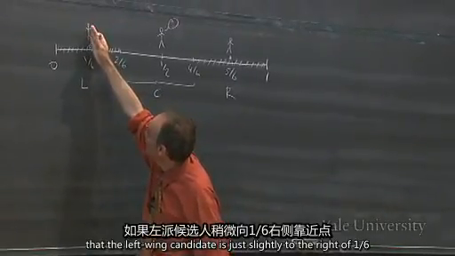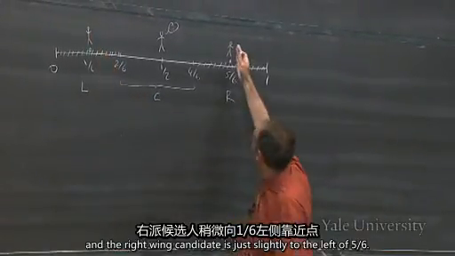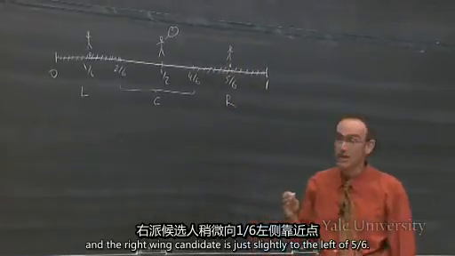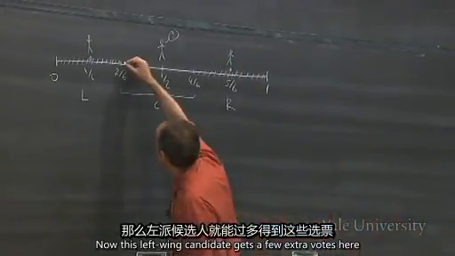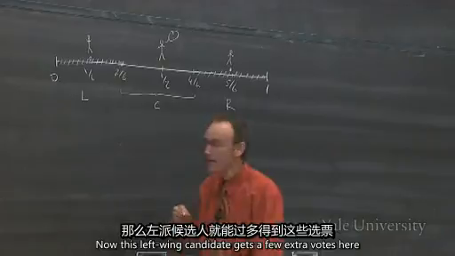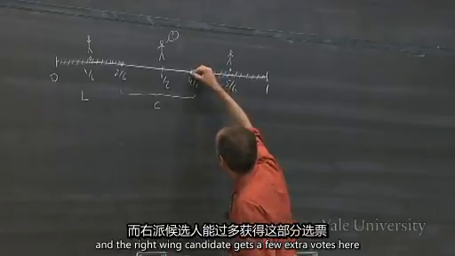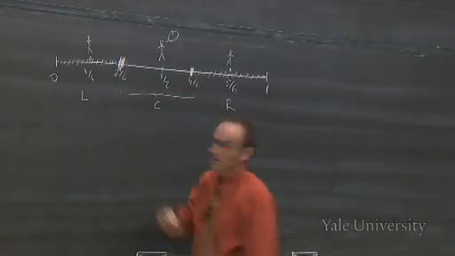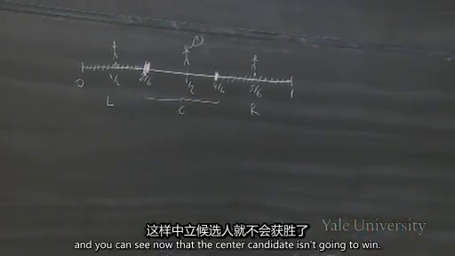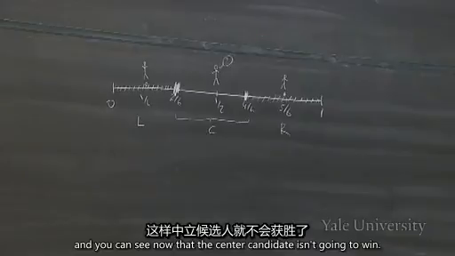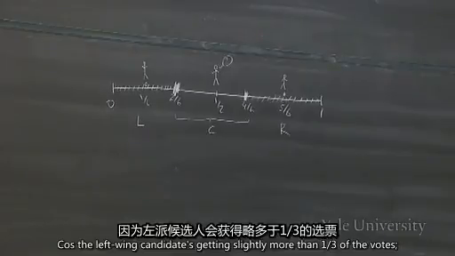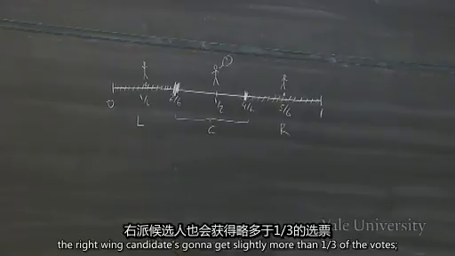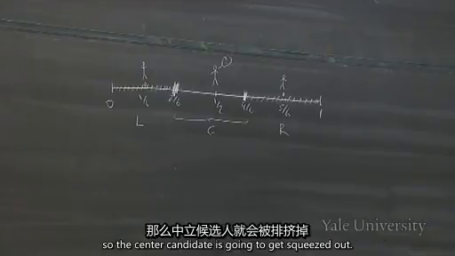But without worrying about that exact case, suppose that, as I claimed, the left-wing candidate is just slightly to the right of 1/6, and the right-wing candidate is just slightly to the left of 5/6. Now, this left-wing candidate gets a few extra votes here, and the right-wing candidate gets a few extra votes here. Let's sort of put them in a bit harder. And you can see now that the center candidate isn't going to win. Is that right? Because the left-wing candidate is getting slightly more than a third of the votes, the right-wing candidate is going to get slightly more than a third of the votes, so the center candidate is going to get squeezed out.